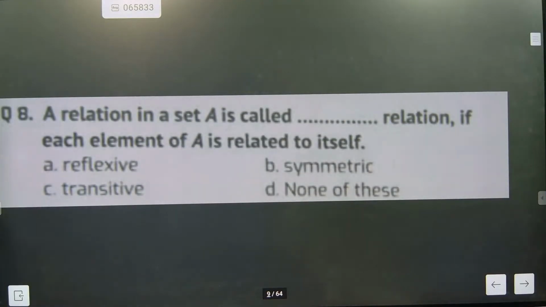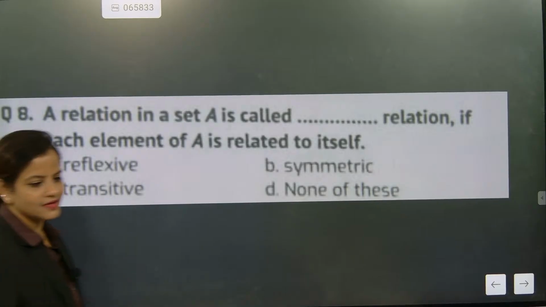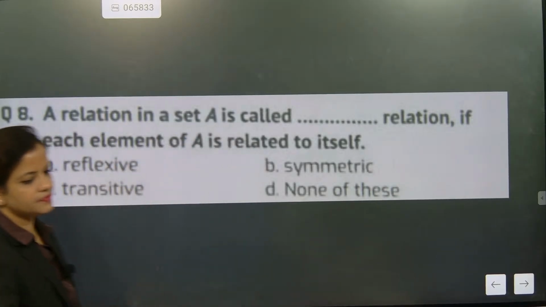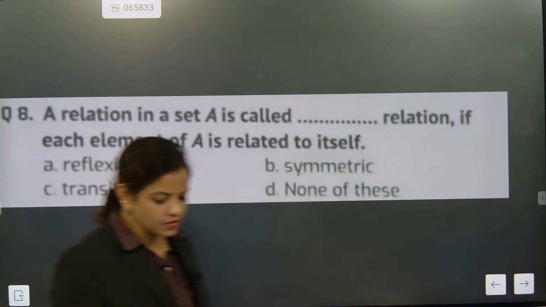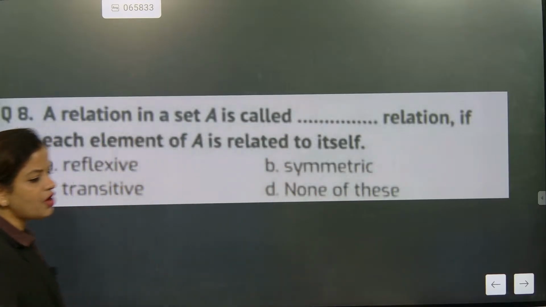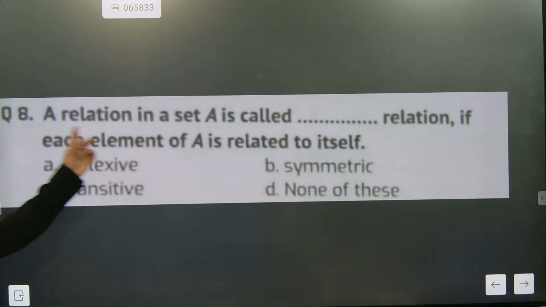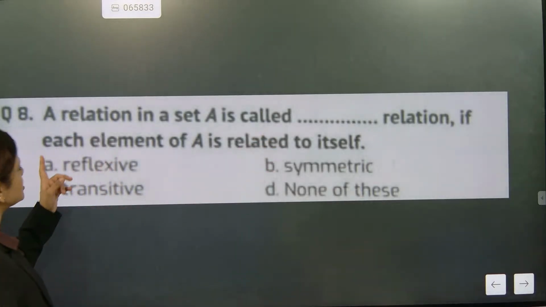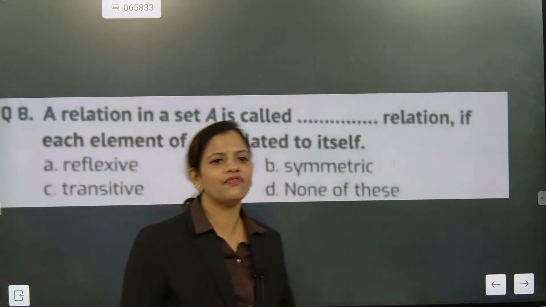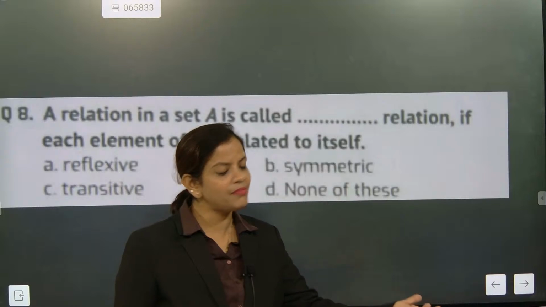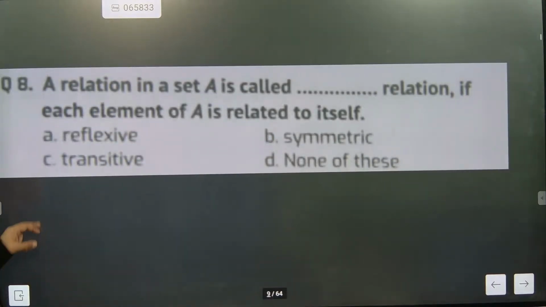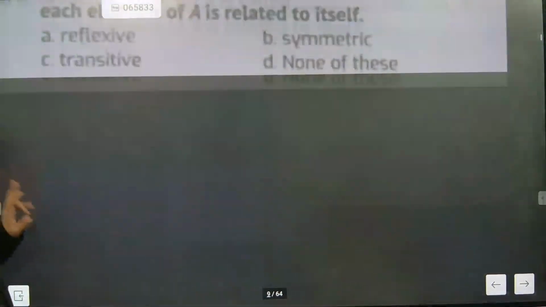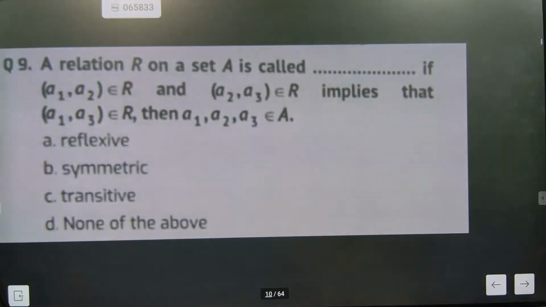Next question, beta. Chalo, your question only. Try. Absolute. There is no other word related to it. Before online children, people have answered. A relation in a set A is called dash relation if each element of A is related to itself. I always used to say me and myself. So option will be coming as A. Reflexive relation.